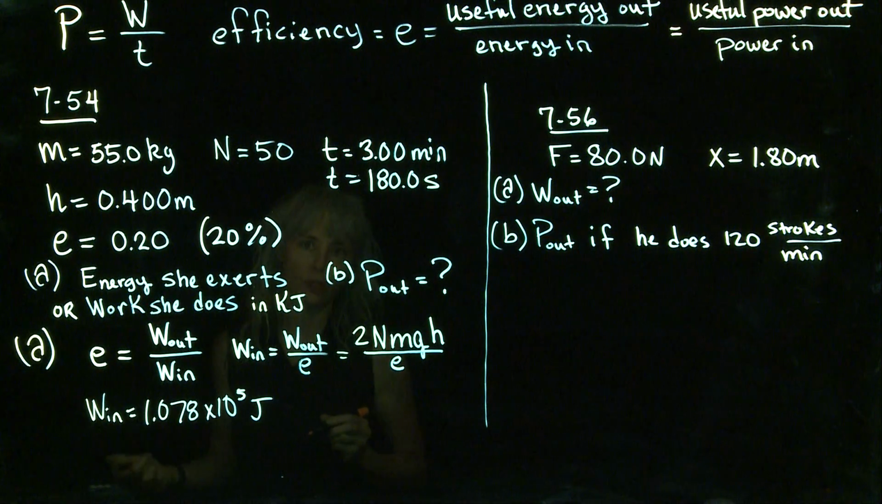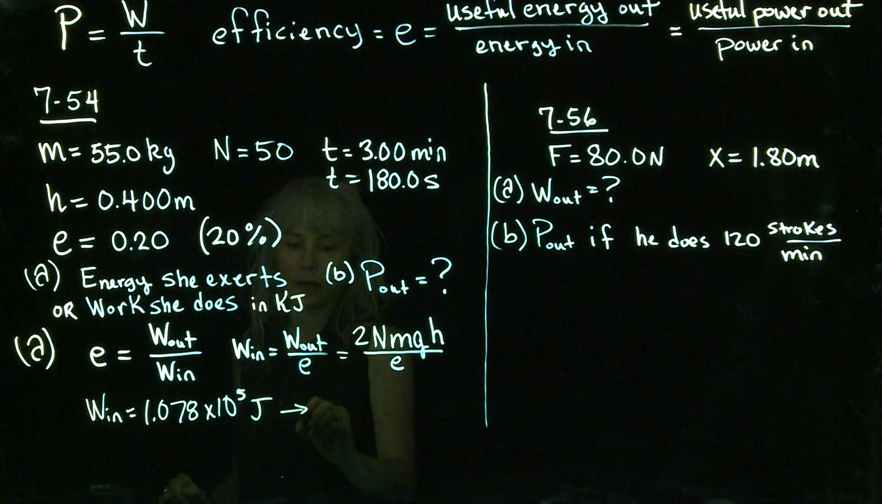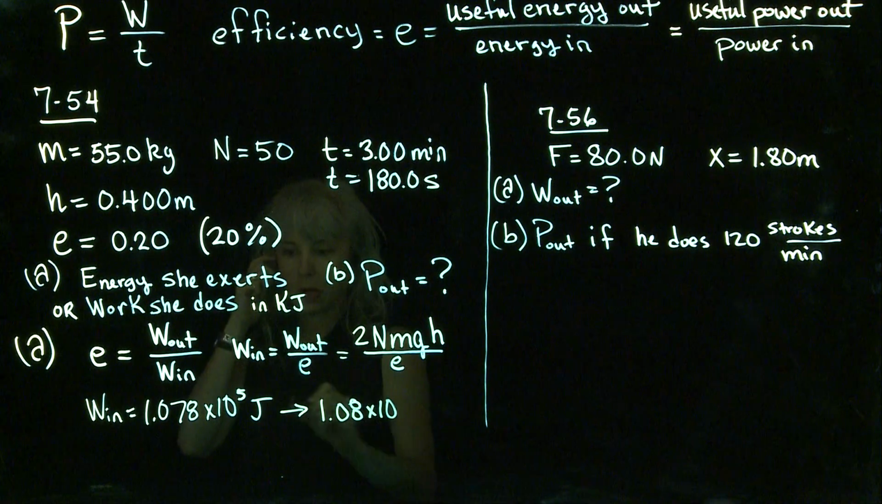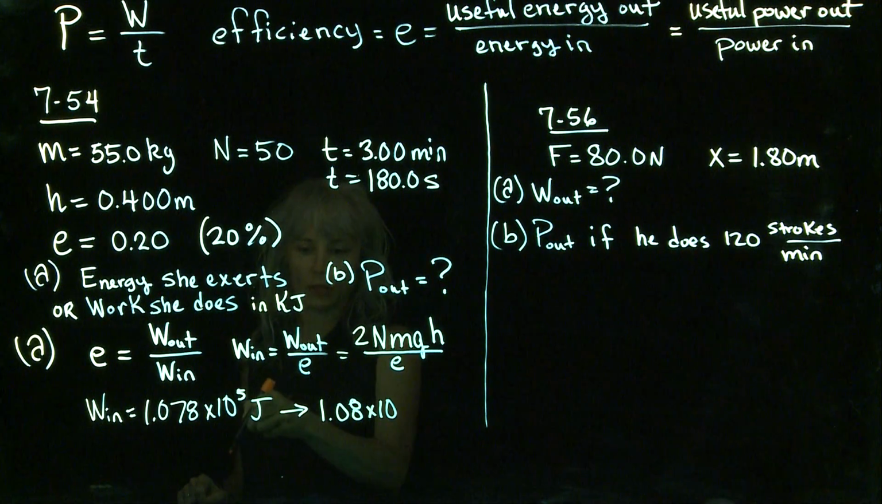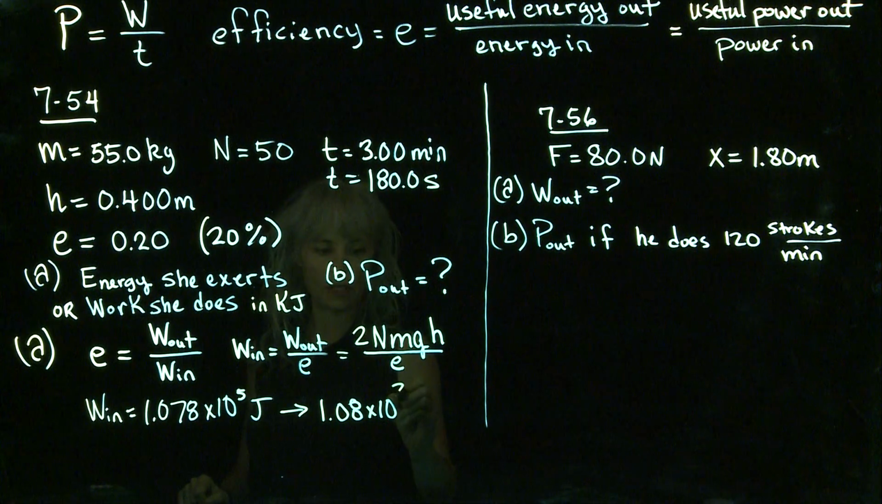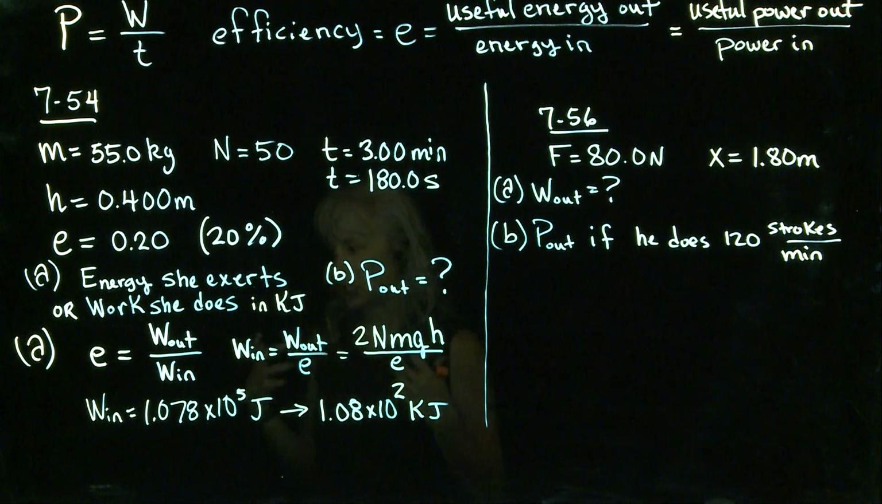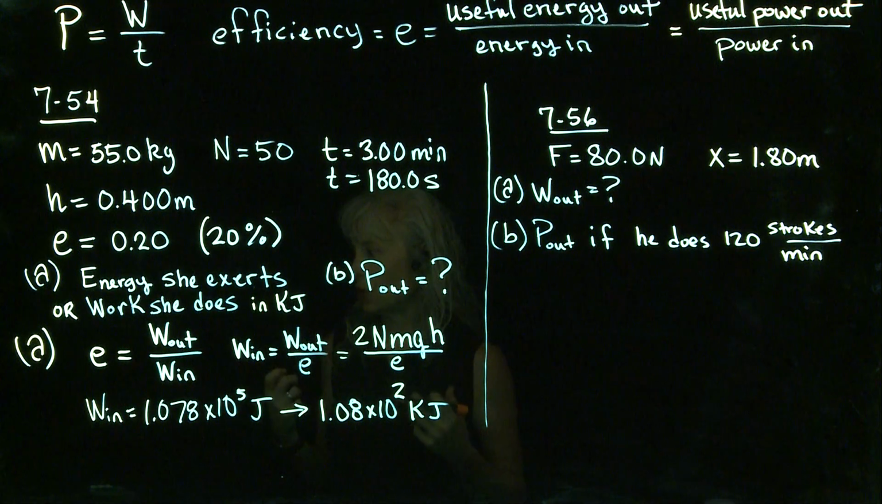We want to put this in units of kilojoules, and so let's express that as 1.08 times 10, and I'm going to have 3 units sucked up into kilojoules, so this is going to be times 10 to the 2 kilojoules. So 108 kilojoules is the amount of energy that she is supplying in total to keep everything going.